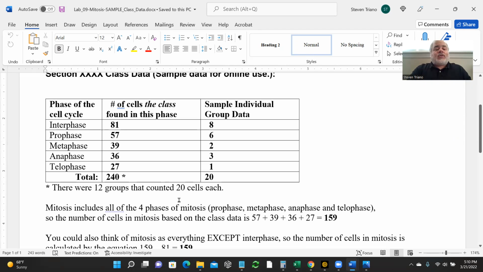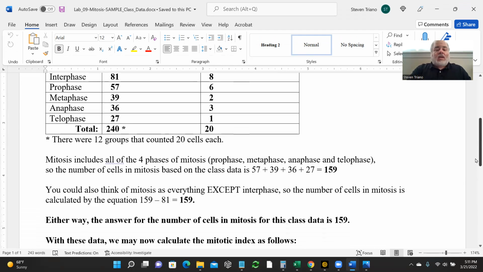And so if you want to know the time, telophase was just 27 divided by 240 times 100%. In your group, if you were this group in this mythical fantasy made up data, it would be 1 out of 20, or 5%. 1 divided by 20 is 0.05 times 100% is 5%. Okay?